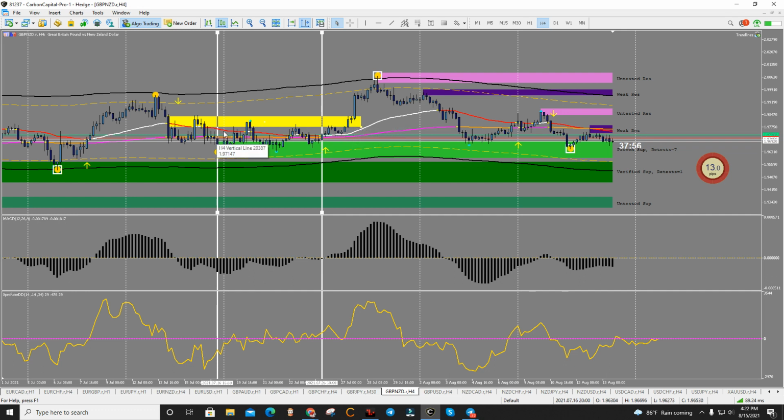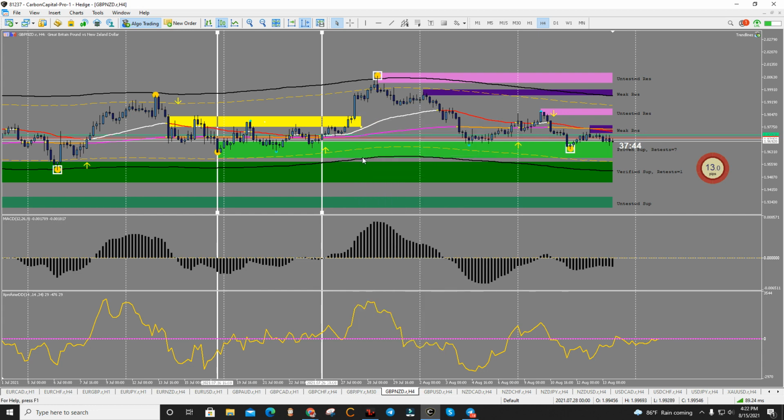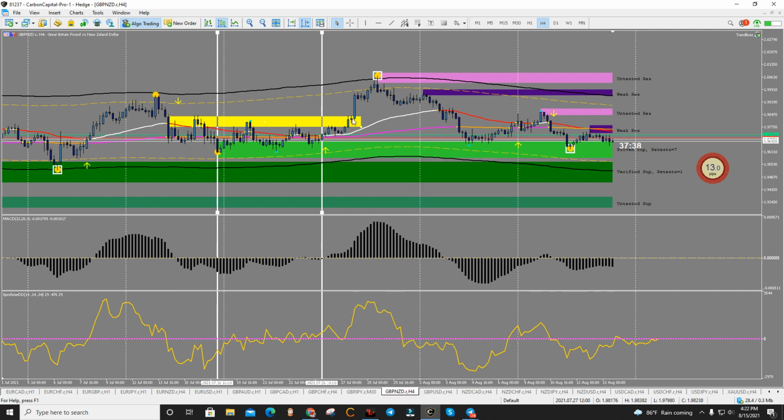What I do when I see consolidation like this is one of two things. I'll either put an alert or a buy stop: I'll right click right here and put an alert or a buy stop. Then I'll come down to the bottom and put an alert here, or a sell stop. So a buy stop for a buy, and a sell stop down here for a sell.